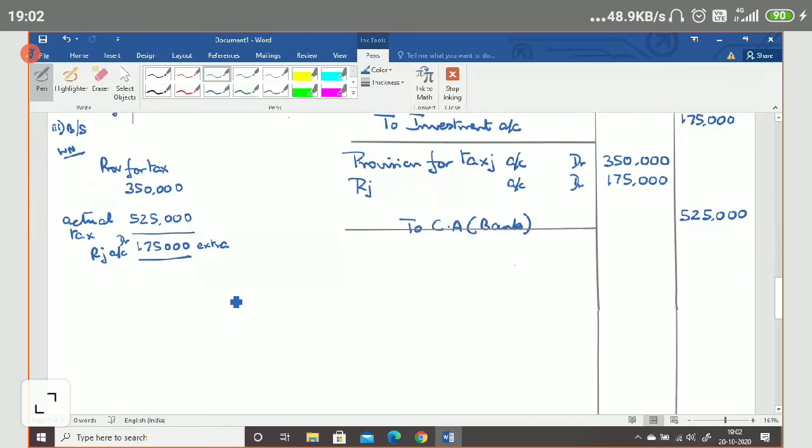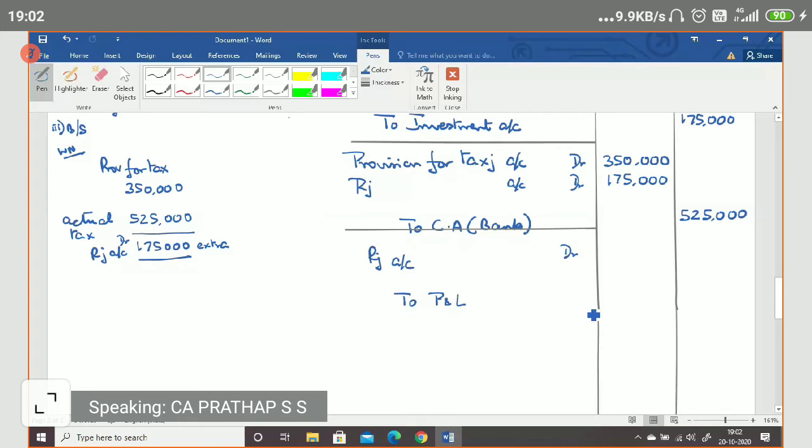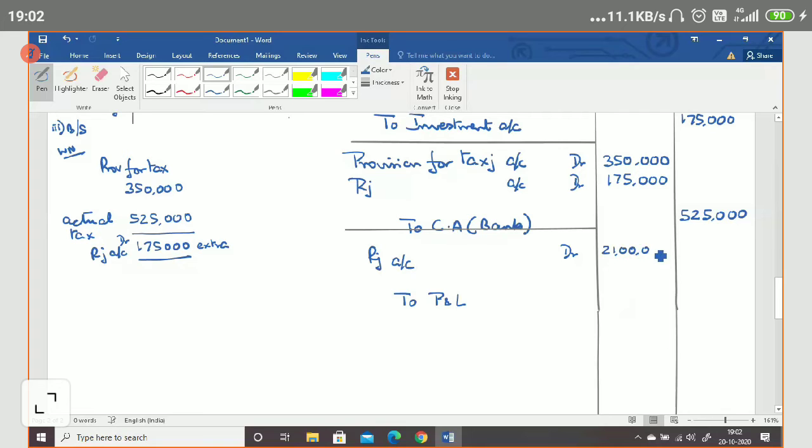Now the next thing is the balance of P&L is to be written off. It will be written off only to one account, which is to the debit of reconstruction account. So reconstruction account debit to P&L account. P&L means accumulated losses. So it was 21 lakhs. Okay, so we write down, being accumulated losses written off. That's all.